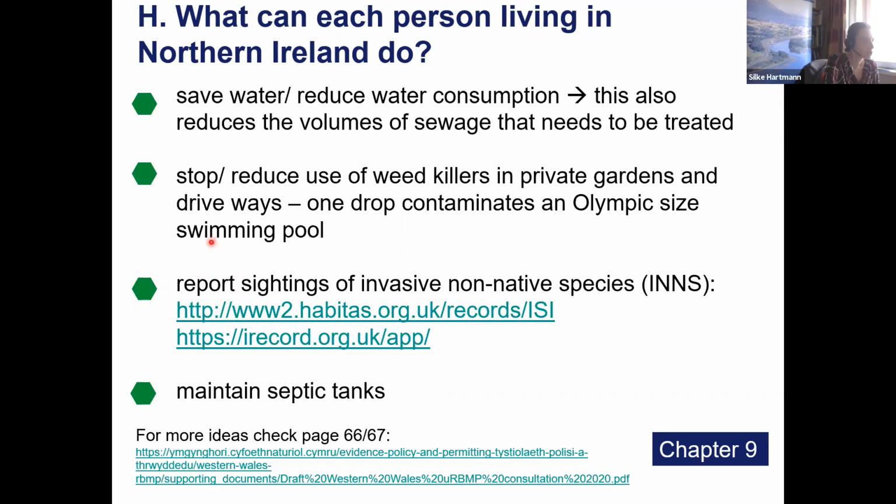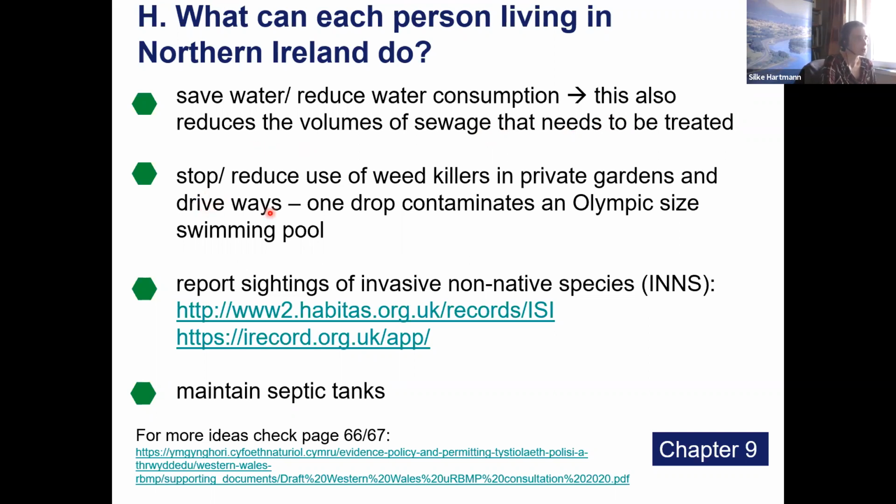So what can you do? Probably some very obvious ones: save water and reduce your water consumption. That doesn't only help with drinking water resources during long periods of no rain and dry spells. It also reduces the volumes of sewage that are generated and that need to be treated. And we have highlighted a couple of times in this talk that our sewage network is really under pressure, almost to the point that there's no spare capacity in over 100 areas.